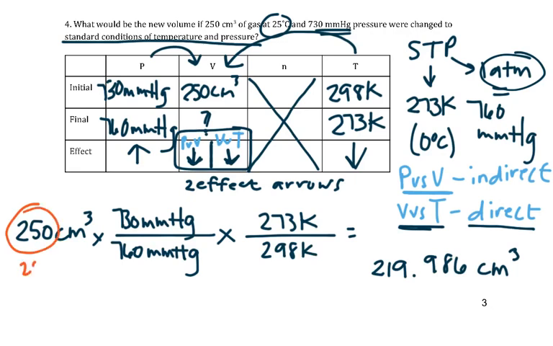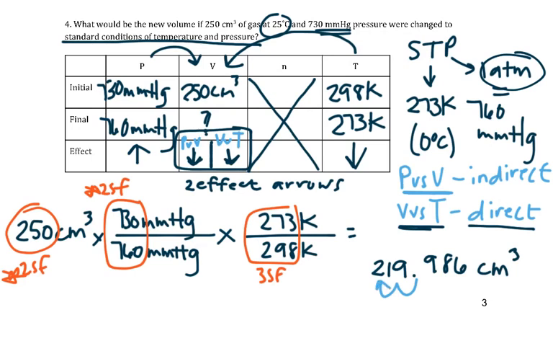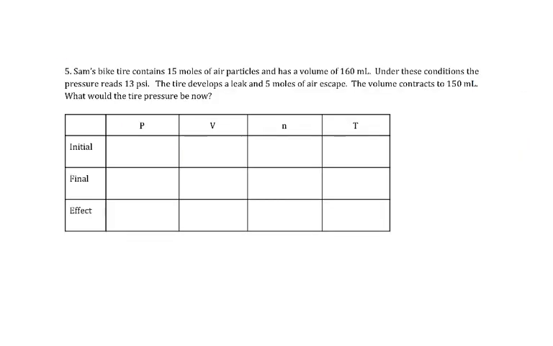Now let's look at our numbers and our sig figs. This one has 2 sig figs, same with these, and then here we see 3 sig figs. Always use the least number, so in this case it's going to be 2. When we move our decimal over, 1, 2, we'll cut it off there. You should get 2.2 times 10 to the second centimeters cubed as your final volume.